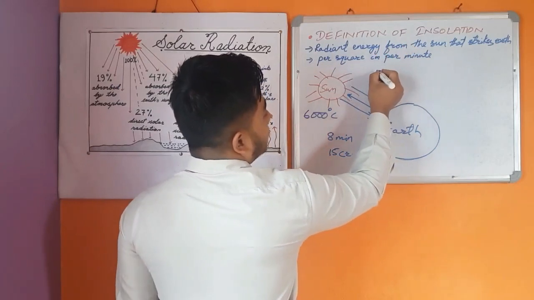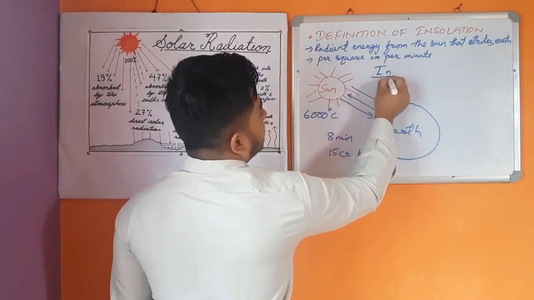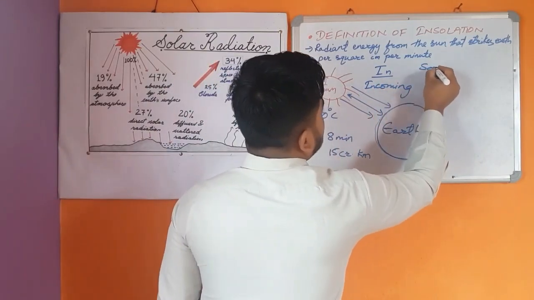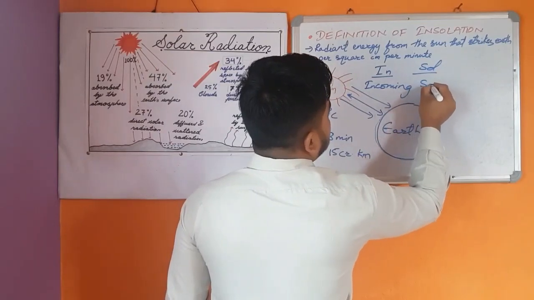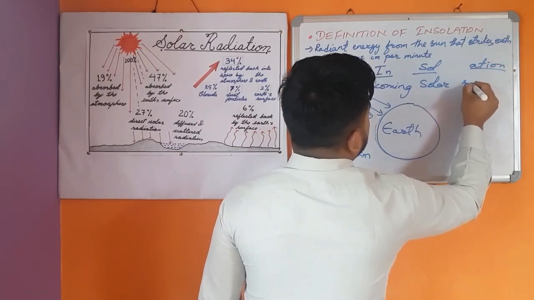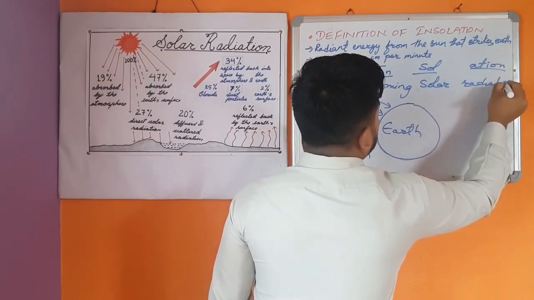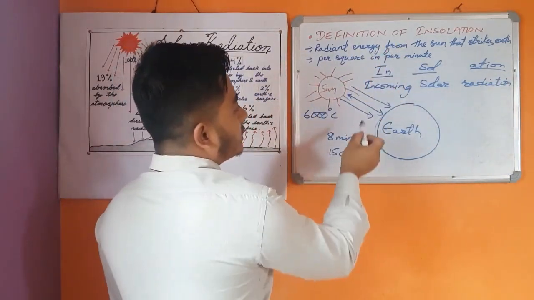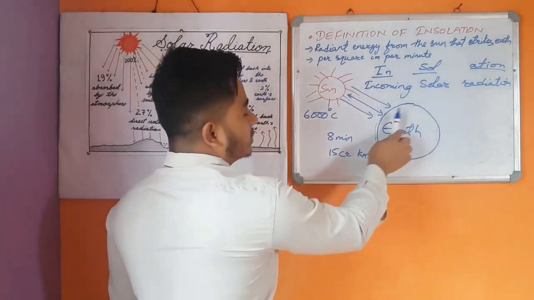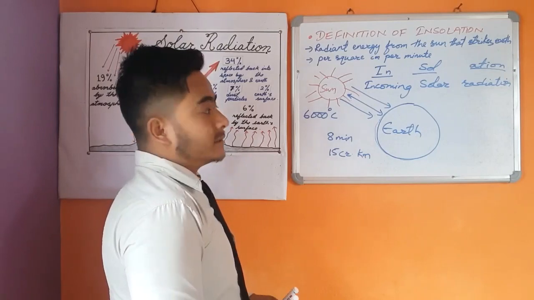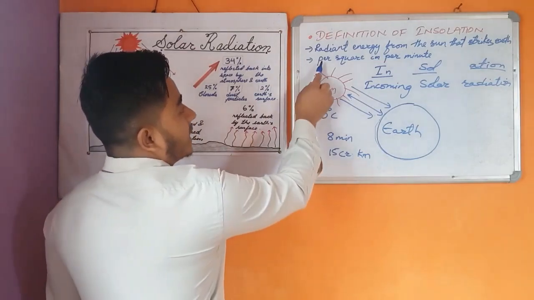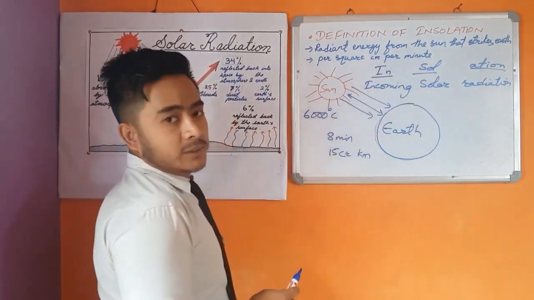Insolation is made up of three words: in meaning incoming, sol meaning solar, ation meaning radiation. In short, we can even say that insolation is the amount of incoming solar radiation on the Earth's surface. And this insolation is measured per square centimeter per minute.